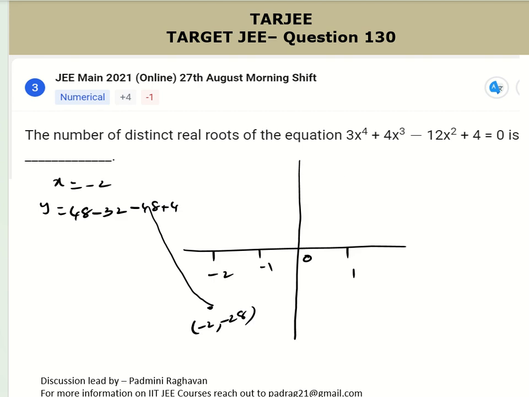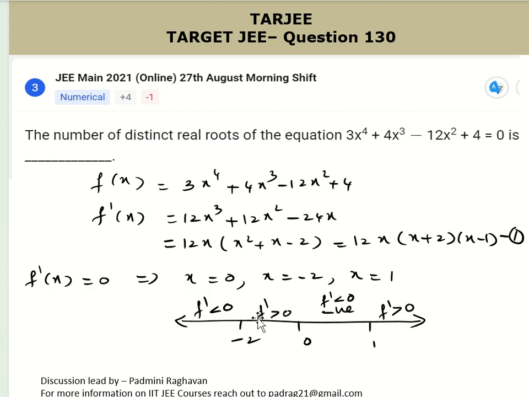At x = 0, the y value is equal to 4. So I don't know where it cuts. If you want, you can find that out also. Maybe you put x = −1: y will be 3 − 4 − 12 + 4. So you can see it is −9. It is still negative. So I think the other root should be between −1 and 0. It should be going up like this. So we know from −2 to 0 it is increasing, and from 0 to 1 it is decreasing.